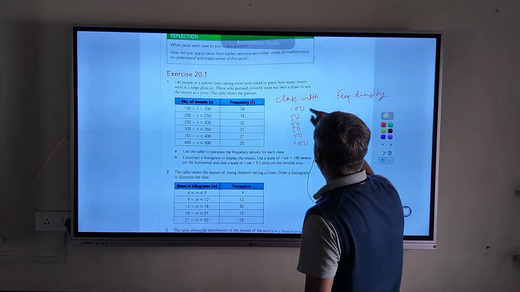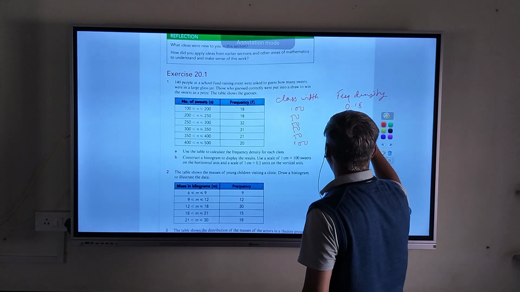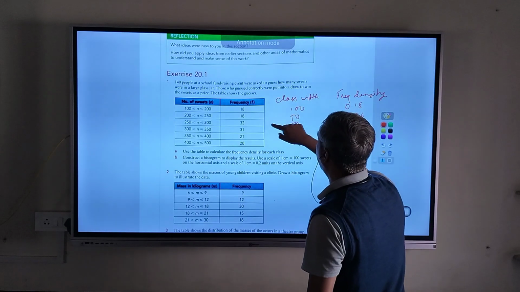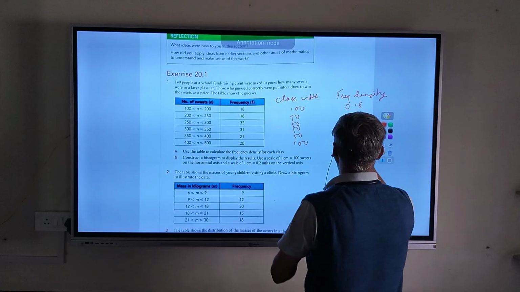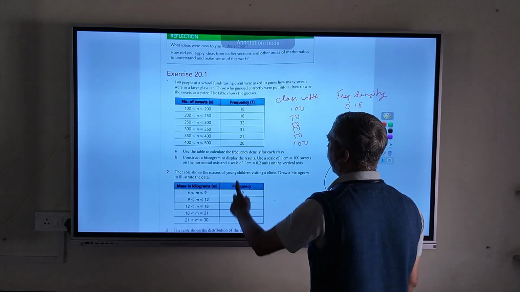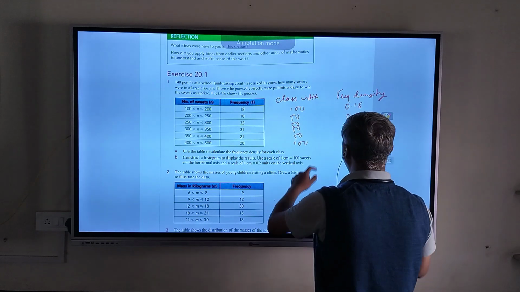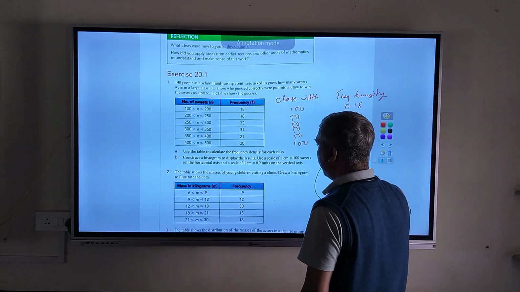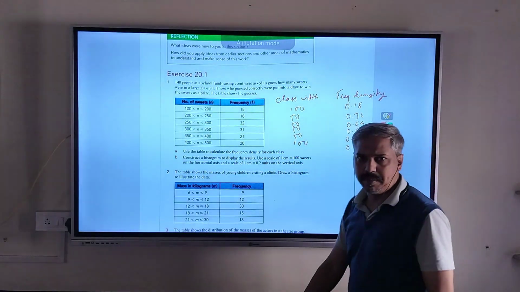Frequency density is 18 upon 100 is 0.18. 18 upon 50 is 0.36. 32 upon 50 is 0.64. 31 upon 50 is 0.62. 21 by 50 is 0.42. And 20 by 100 is 0.20. And then just show it on the graph using the histogram.